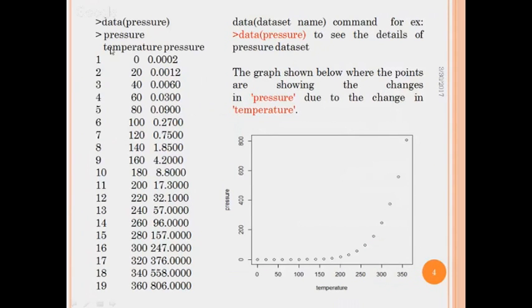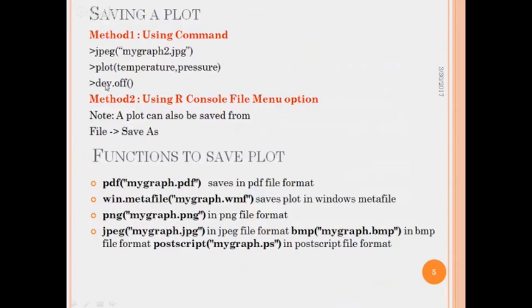Okay. So as we can see here, this command dev.off. You will have to execute these three commands in sequence in order to save your file. If you feel comfortable using all these commands, you can do it like this. By default, it will save it in the My Documents folder. Otherwise, you can simply opt for the R console file menu.